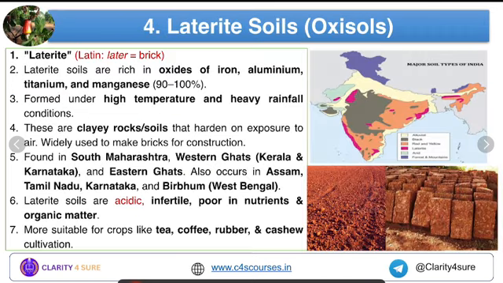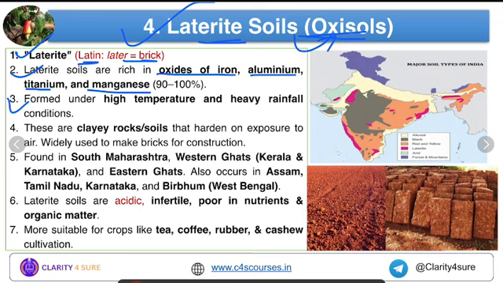So let's move to the next type of soil, that is the laterite soil. It is classified under the oxisol soil order. The term laterite originated from a Latin word which means brick. They are rich in oxides of iron, aluminium, titanium, and manganese. So they could ask directly which of the following soils is rich in the oxides of iron, aluminium, titanium, and manganese. The answer will be laterite soils.